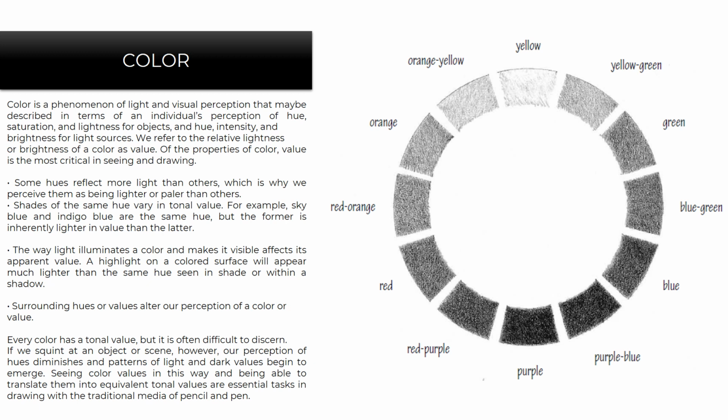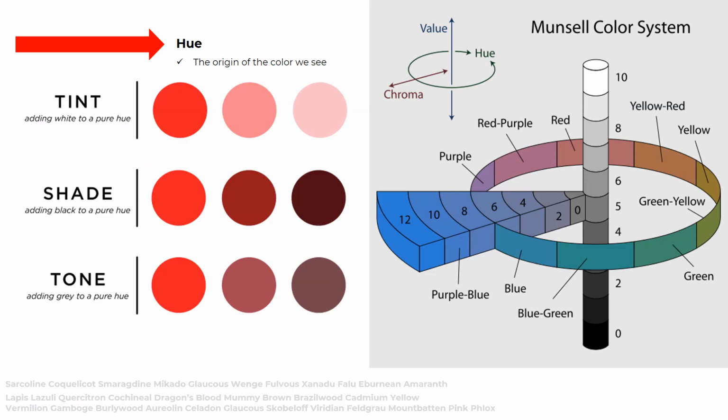For example, sky blue and indigo blue are the same hue, but the former is inherently lighter in value than the latter. Color is best described in four variations, namely the hue, which is the pure color, the tint, which is a combination of the hue and white, the tone, which is a combination of your hue plus black and white, and your shade as a combination of your hue and the black. If you can see in here, we have different types of colors, unique colors and rare colors.